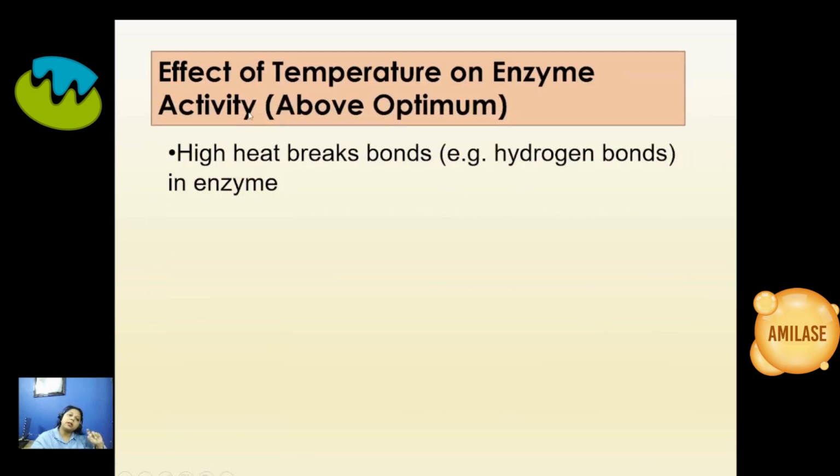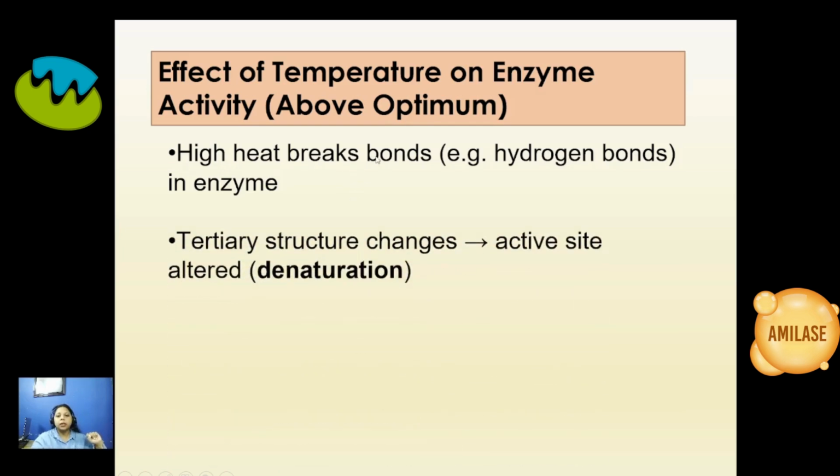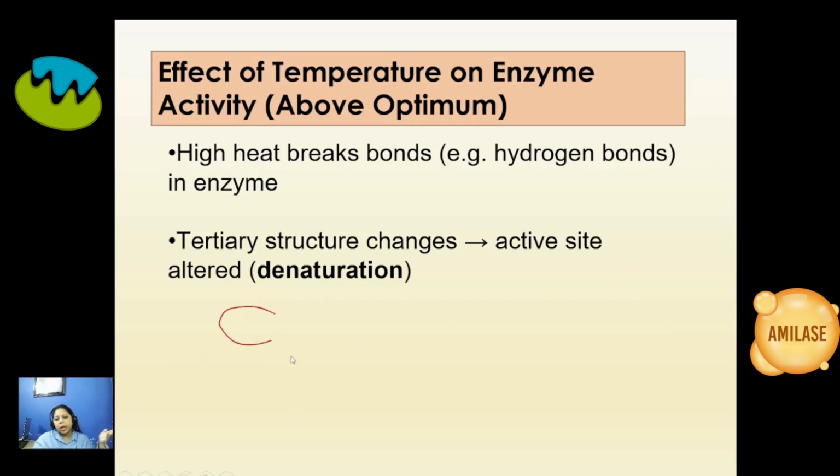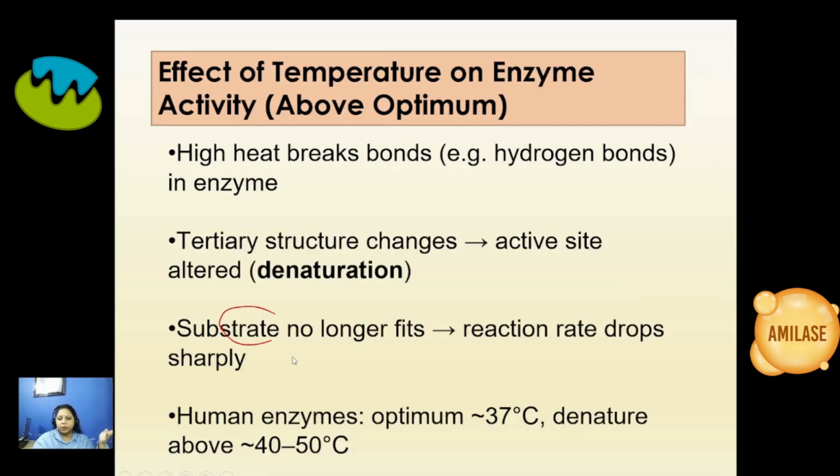When the temperature is really high, high heat breaks bonds, especially the hydrogen bonds. You need to mention the hydrogen bonds. The tertiary structure changes, which means the active site is altered, and this is known as denaturation. If there is no active site, the substrate can no longer fit into it, and the reaction rate decreases. And this is all for temperature.